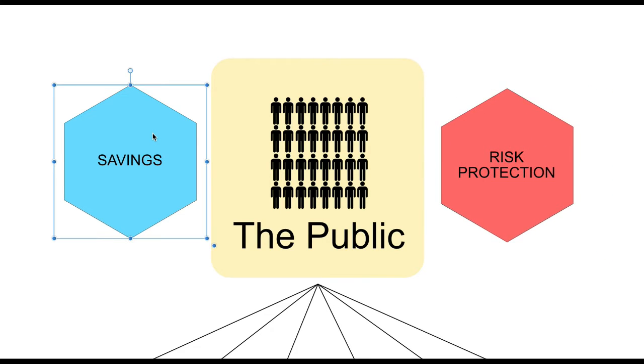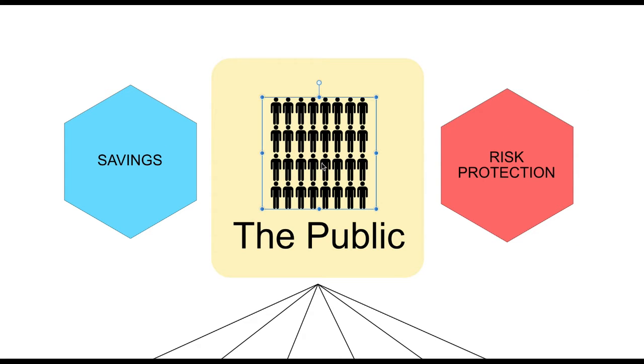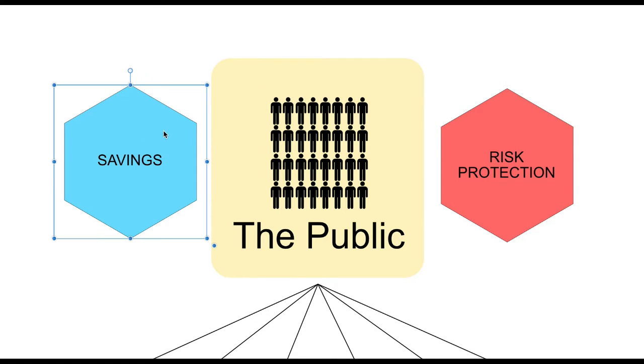Savings would be setting aside some money today for a future expense, whether it be your child's education, buying a new car, buying a house, something like that. Even going on holiday, these are all various cases of savings. Risk protection is anything from insuring your car to insuring your life in case you die and someone having to take care of your kids, all those types of things. So the public has these two needs, risk protection and savings.